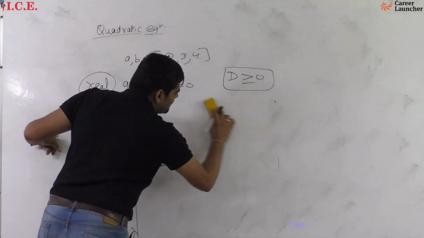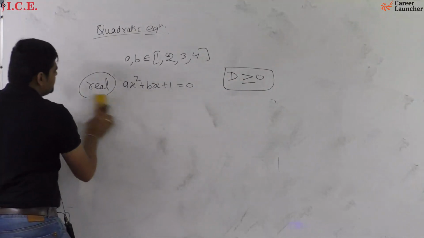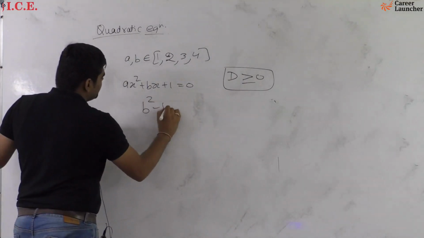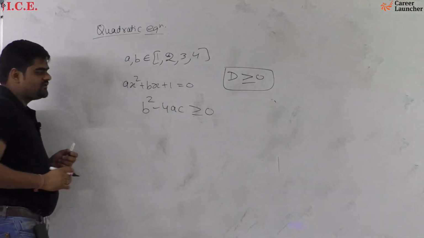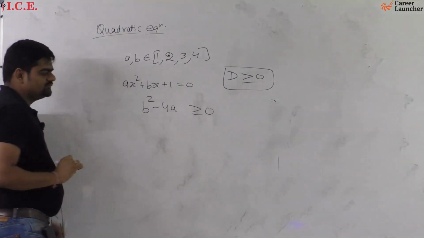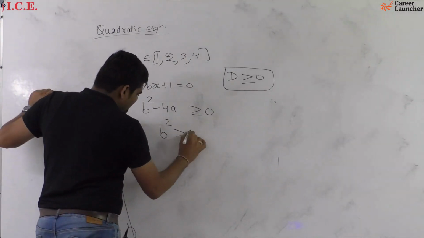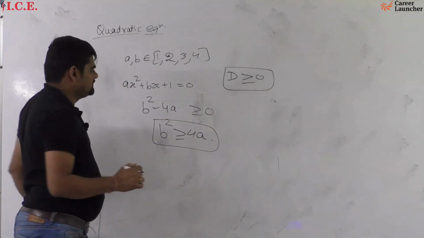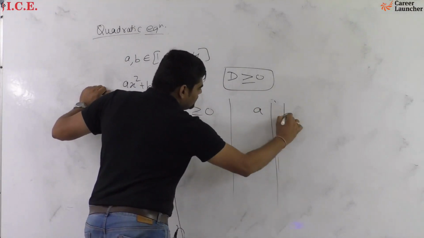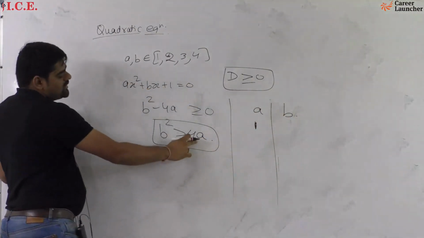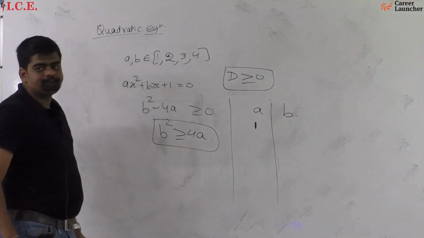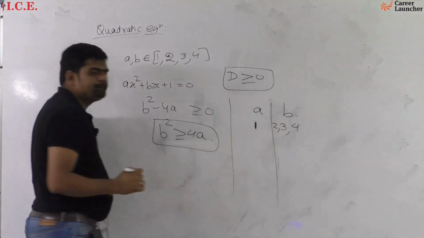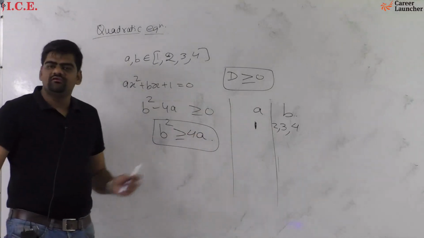So what I am saying is my discriminant has to be greater than or equal to 0. So b square minus 4ac should be greater than or equal to 0. And what is c? c is 1, so I'll reduce that. Or can I say that whenever b square is greater than or equal to 4a, my condition is met. Now I can see a and b. If I put a equal to 1, it will become 4, and b square has to be greater than or equal to 4. So b can take values 3, 4, and even 2, because it can be equal also, no? 4 is equal to 4, right?